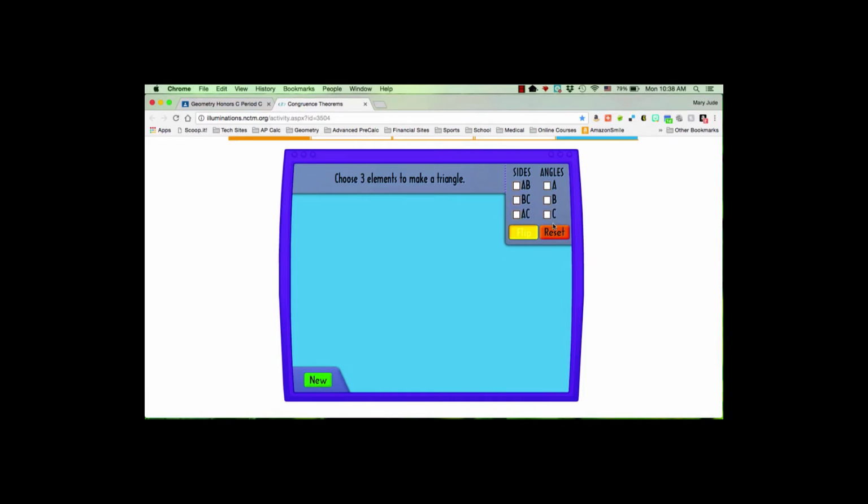You're going to be investigating if triangles are congruent when you have three sides, two sides and an angle, either as side angle side or side side angle, two angles and a side as either angle side angle or angle angle side, and three angles. I'm going to show you how to build the triangles, and then you're going to check to see if you get congruent triangles. First, we'll start with side, side, side.